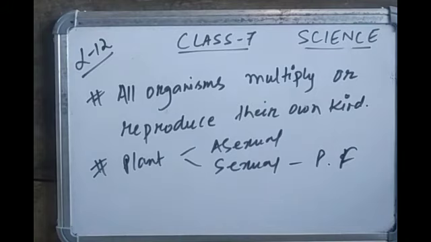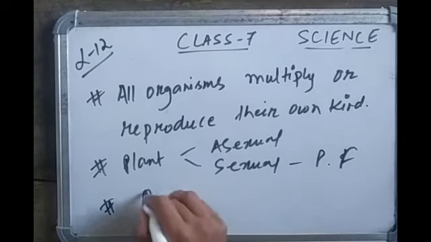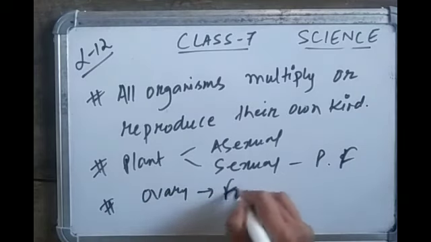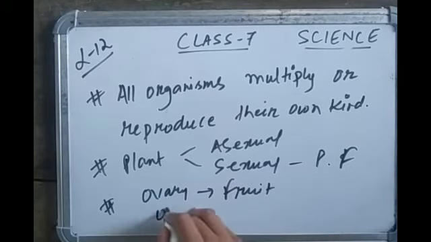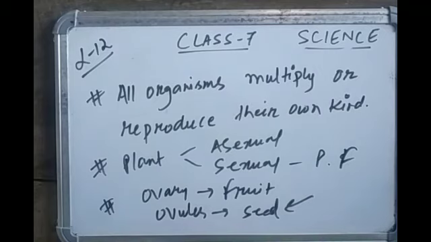Then the fruit. The fruit is the mature ovary, whereas the ovule develops into the seed. The ovary becomes the fruit and the ovules become the seeds, and inside the seed there is an embryo. Then the seeds are dispersed, with the help of wind, water and animals.